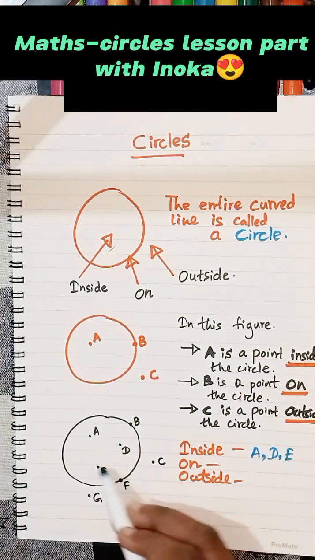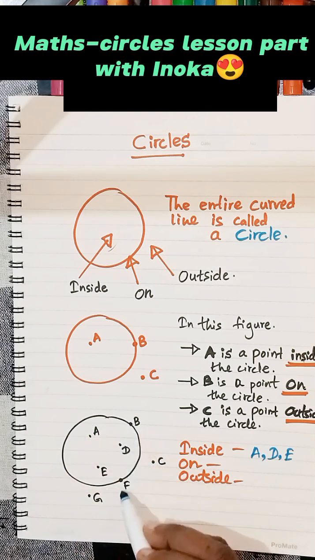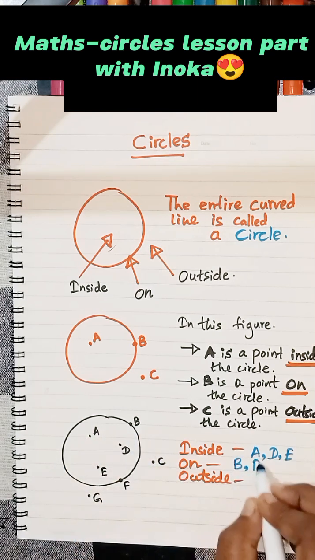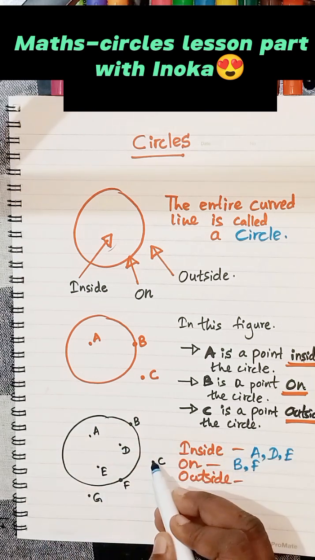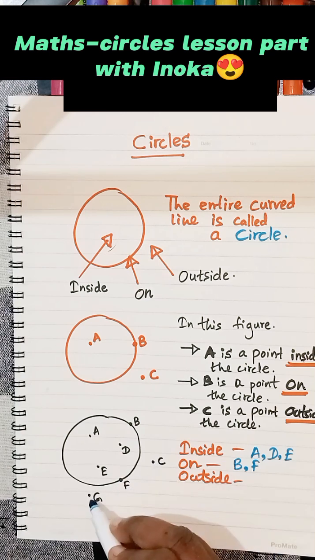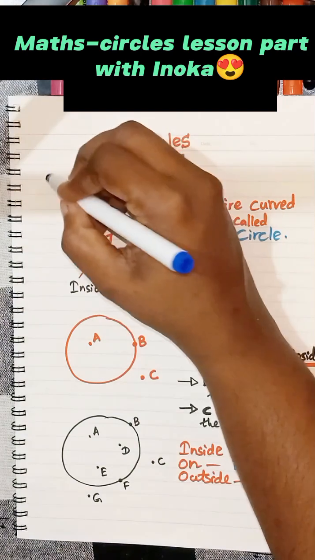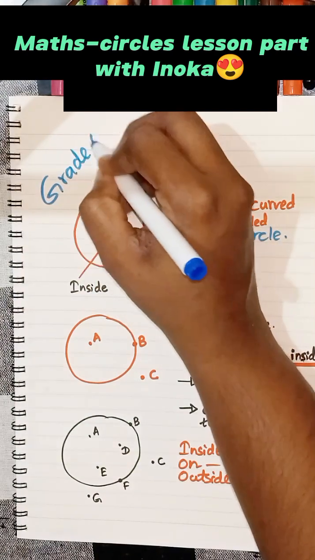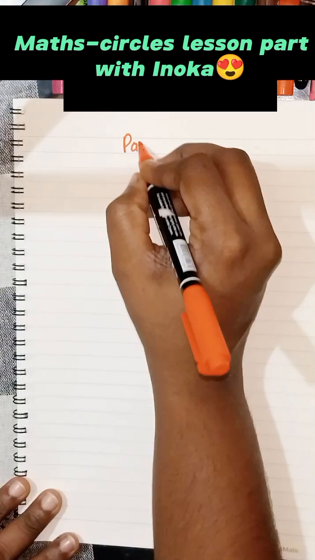Inside the circle, the points are A, D, E. On the circle, the points are B and F. Outside the circle, what are the things that we can see? Z and G. So I think you understood what are the things that you have to understand in this lesson. So this is the grade 6 circles lesson. I think you understood, and we are going to move to grade 7.